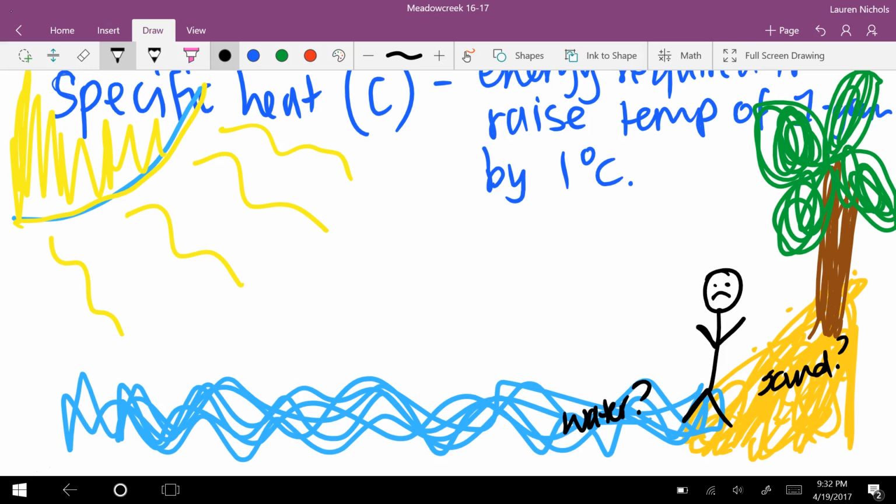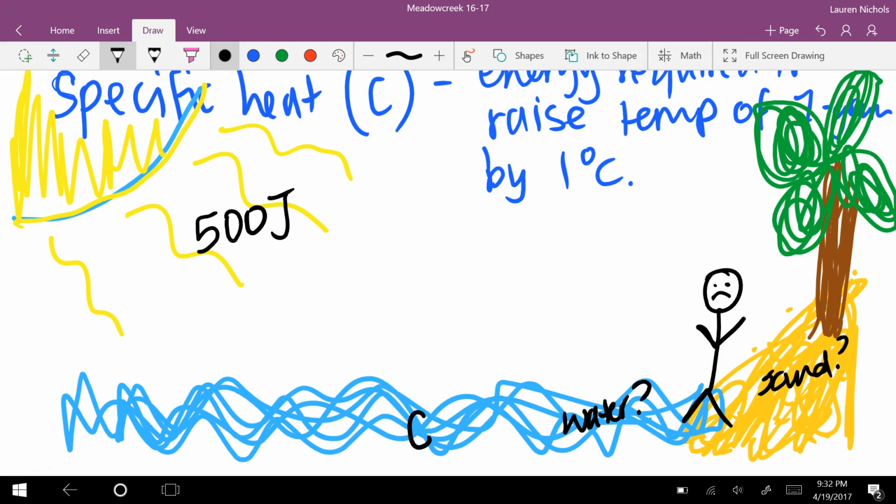You probably, hopefully, said the water, right? Because the water feels cooler on your feet. But what if I tell you the sun is giving off 500 joules of energy? Well, if both the sand and the water are getting the same amount of energy, why are they not the same temperature? Right? Like, why aren't they the same temperature?